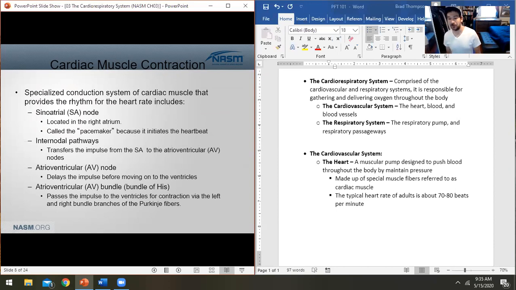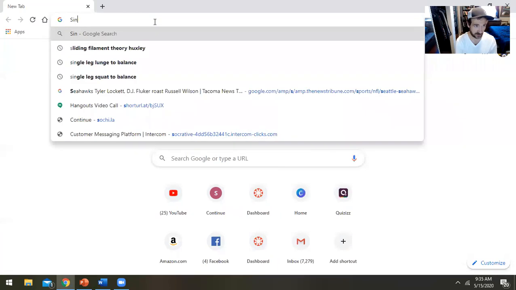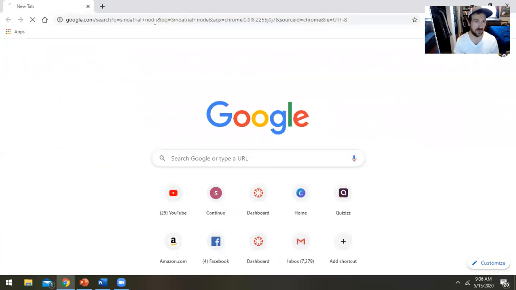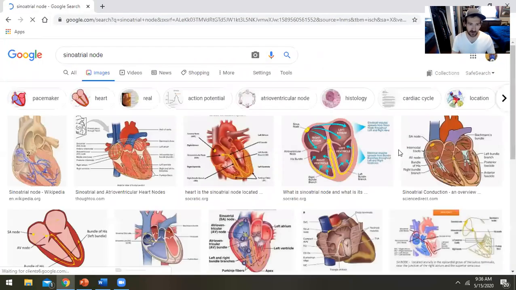All right, so your typical beat is going to be about 70 to 80 beats per minute, right? That is going to be controlled by your heart's rhythm. Now, what actually controls your heart's rhythm is this specialized little structure called your sinoatrial node. If you look at your sinoatrial node, it is located in your right atrium.